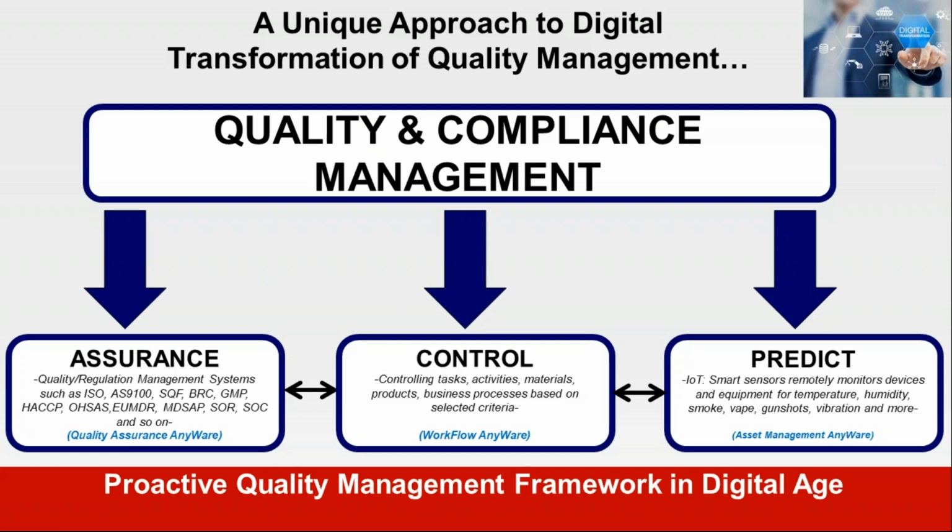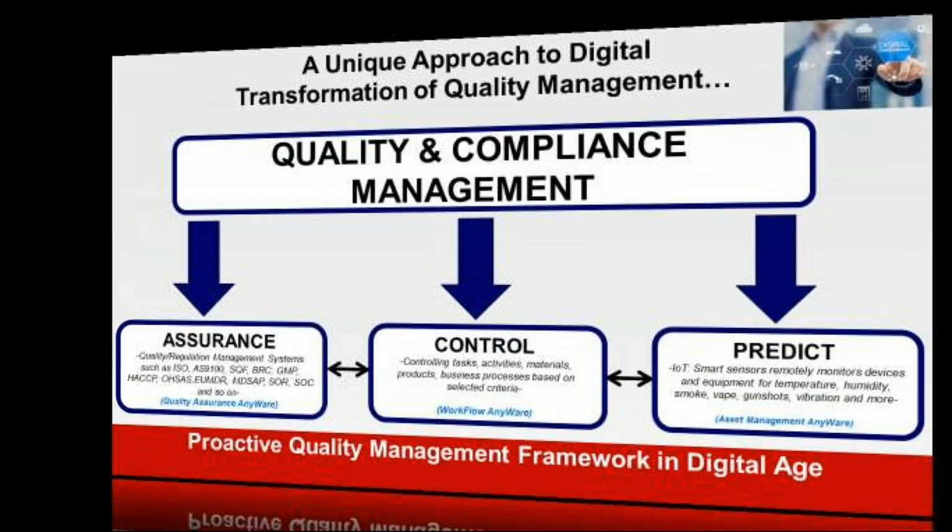And underneath each column, I put one AnyWare application as a solution that addresses these pieces. As for assurance, we are referring to Quality Assurance AnyWare. As for control, we are referring to Workflow AnyWare. And finally, we are referring to Asset Management AnyWare when it comes to being predictive. So this is our framework, and we like to share this with you before we go into more detail.